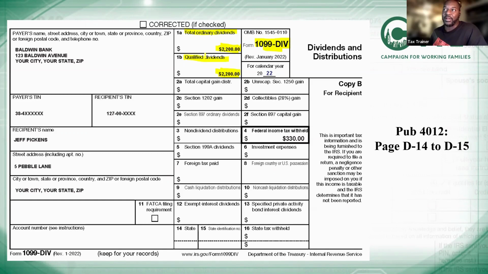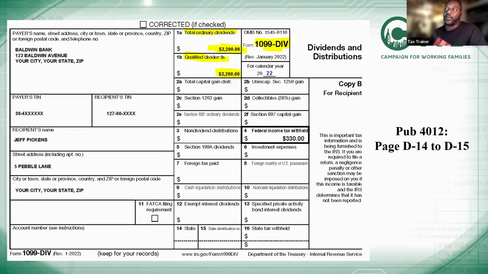because they qualified. Qualified dividends are probably dividends from long-term stocks that you've been holding and getting paid dividends on. And I get to tax it at a lower rate than I would if it was just ordinary dividends and this box was zero. This had nothing in it. Here's another example. Let's say the total ordinary dividends was 2,200. The qualified dividends was 1,000. This is telling me that I only received $2,200 of dividends. 1,000 of it is going to get taxed at a lower amount, while 1,200 of it is going to get taxed at a higher amount.